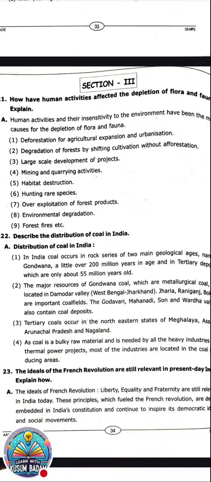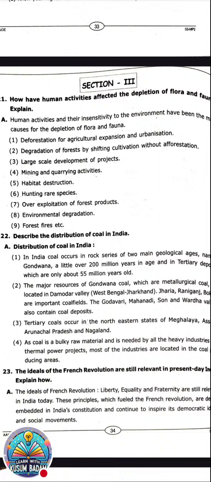Then the next point, where you have tertiary coal deposition, that is in the north-eastern states of Meghalaya, Assam, Arunachal Pradesh and Nagaland. One more simple way you can remember: the old one is in the southern states and the tertiary one is in the northern states.